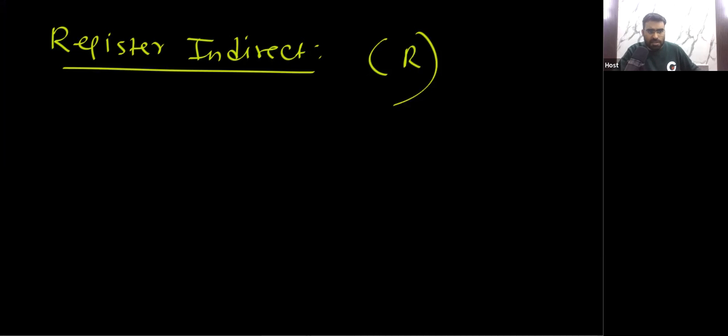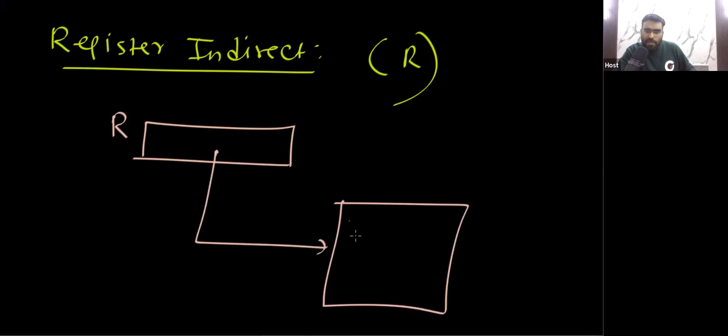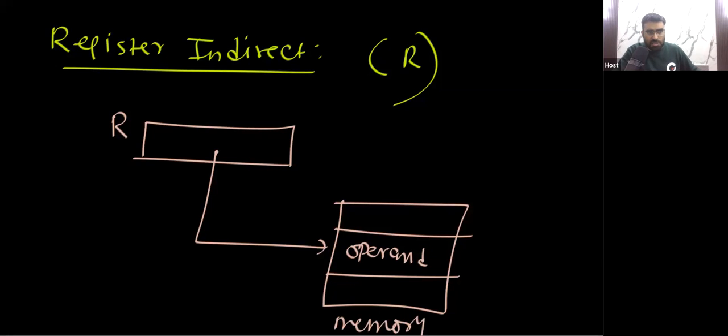in the register indirect, what happens? In this, R has the effective address. Your register has the effective address. If you go to that address in the main memory, you will find your data, your operand. Agree? This is your register indirect. Understood?